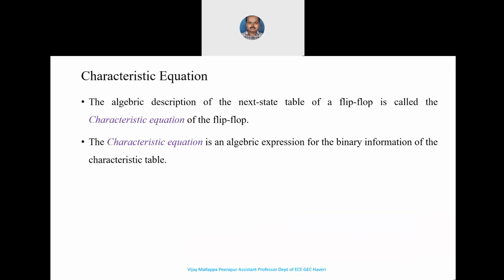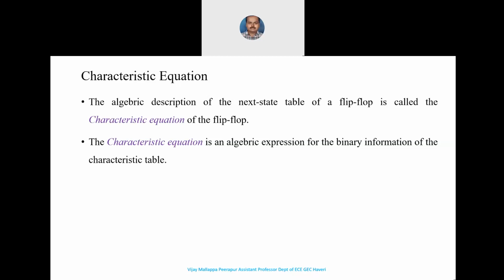The next thing we have is the characteristic equation, right? We studied the master slave flip-flop. We know the function table. When I say function table, we know how the flip-flops will work. We know the behavior of the flip-flops, right? When I say characteristic equation, what do you mean by characteristic equation? As I put in the statement here, the algebraic description of the next state table of a flip-flop is called the characteristic equation of the flip-flop, right?